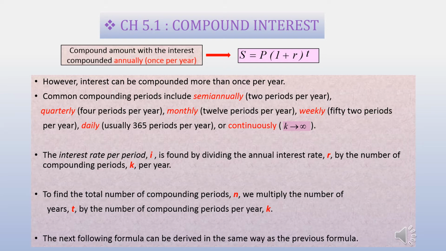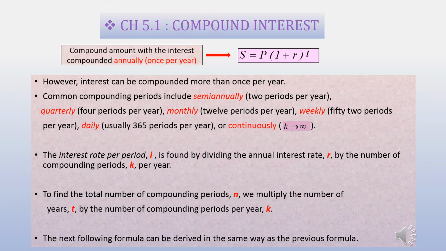Monthly, 12 periods per year. Weekly, 52 periods per year. Daily, usually 365 periods per year, or continuously. Continuously here means that the number of periods per year goes to infinity. So here the symbol of the number of periods per year is K, so K goes to infinity.